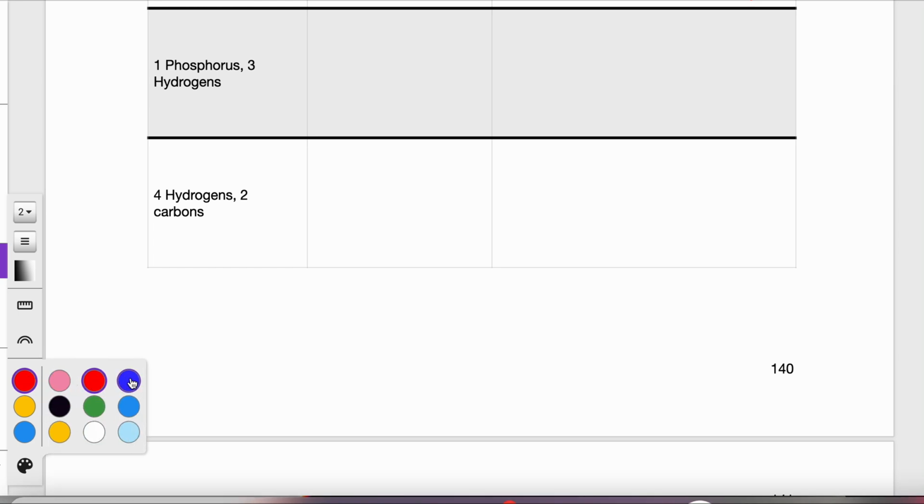Last two examples on this page. So we're going to just continue in the same process. So we have phosphorus. Phosphorus's symbol is P, and phosphorus is in the same group as nitrogen. So it's a group 15er, which means it has 5 valence electrons.